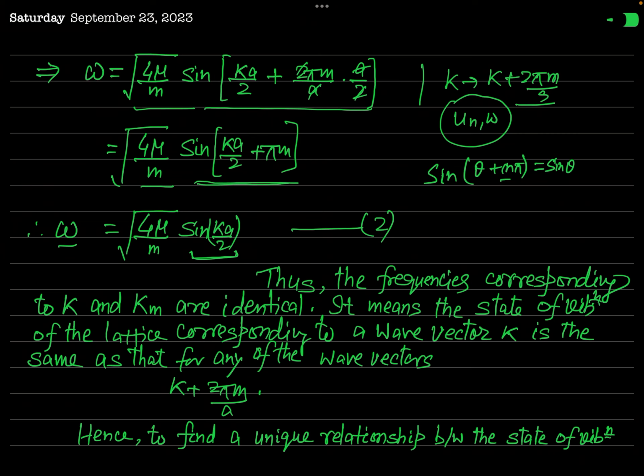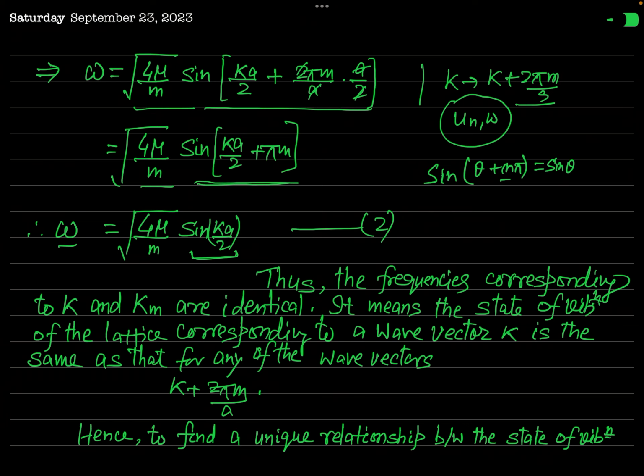It means each and every particle, when k is equal to k and when k is equal to k plus 2 pi over a, are in the same phase, or you can say that the motion of the particle is just repeated after this interval of 2 pi m over a for k. So the state of vibration becomes the same.